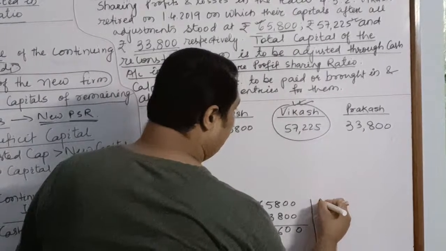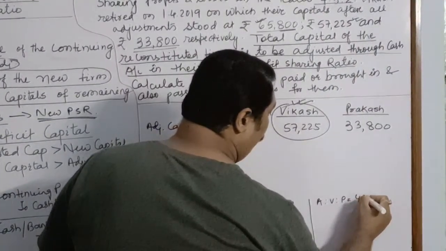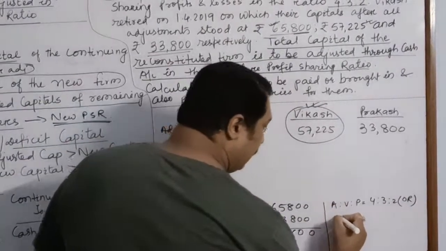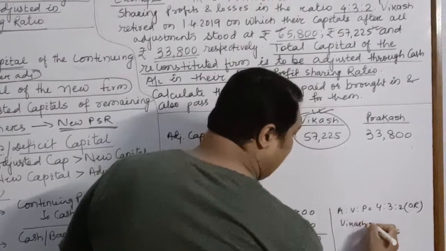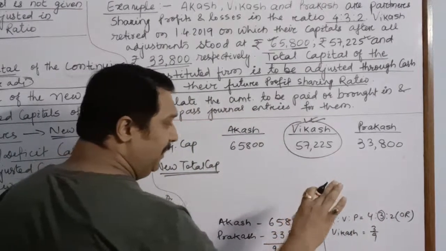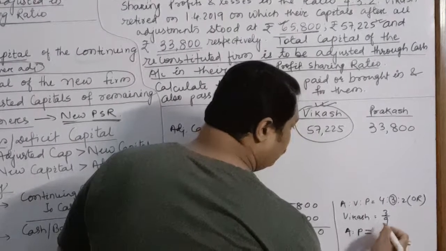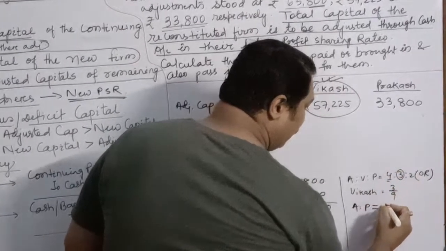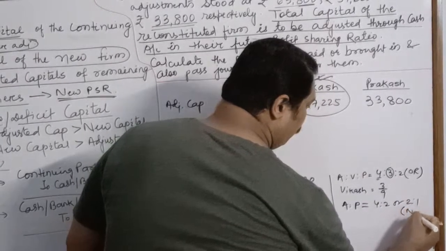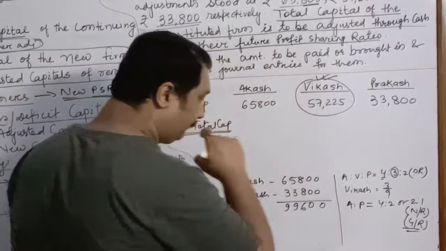Children, in this question, Akash, Vikash and Prakash, the old ratio is given 4:3:2. You are not given any new ratio, but question says that Vikash retires. That means this 3/9 goes away. Now the new ratio between Akash and Prakash will be left. If you hide this, it will be 4:2 or 2:1. This is your new ratio as well as the gaining ratio.